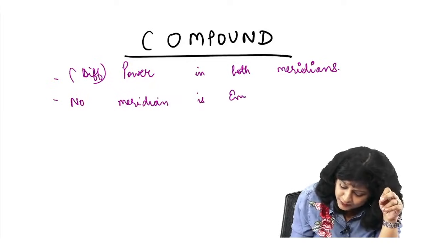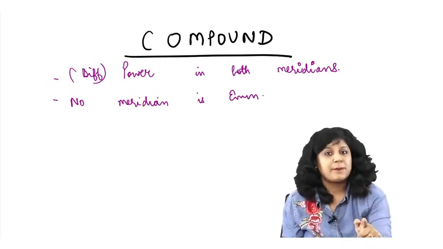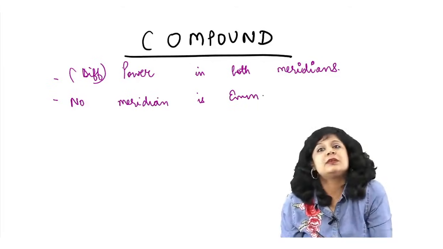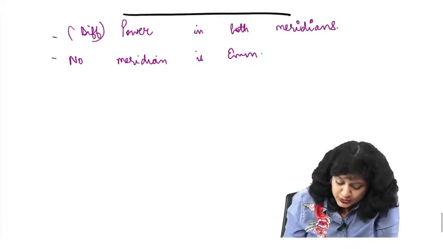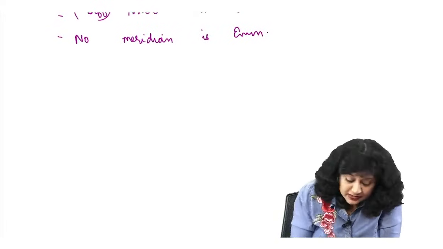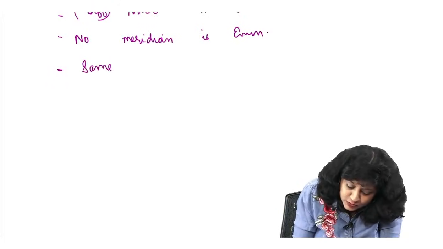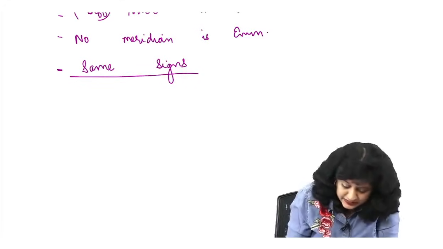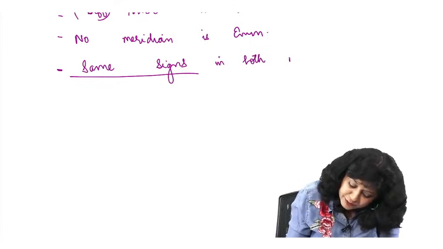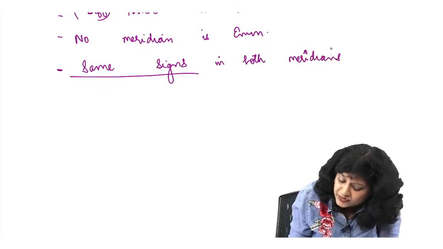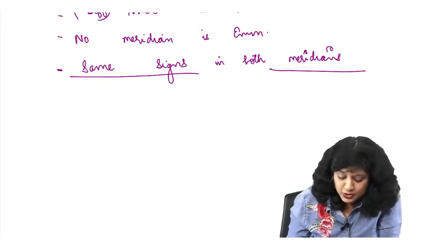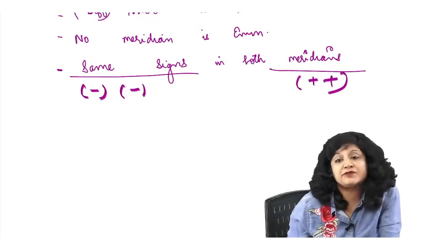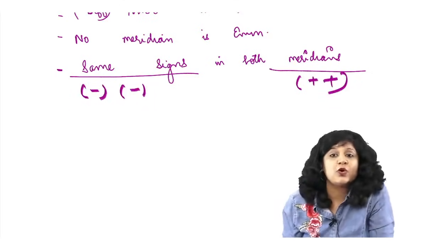Second thing, no meridian is emmetropic. So if no meridian is emmetropic, you are not having zero power in any of the meridians and you are having different power in both the meridians, then this is compound. Another important thing is signs should be the same. You should have the same signs in both the meridians. Because if you have different signs in both the meridians, then it will go to the category of mixed astigmatism. So either you have both minus or you have both plus. This is very important.